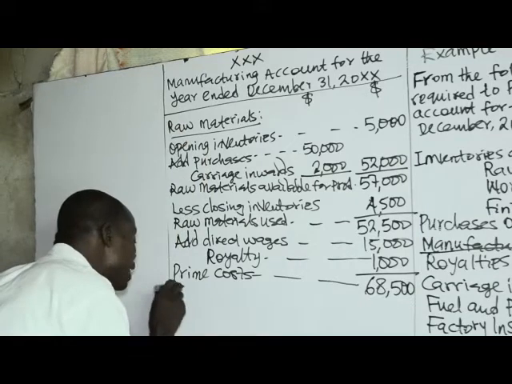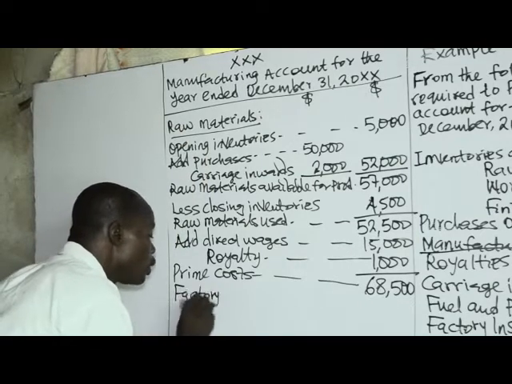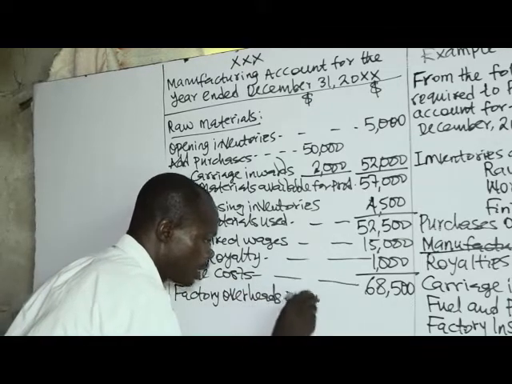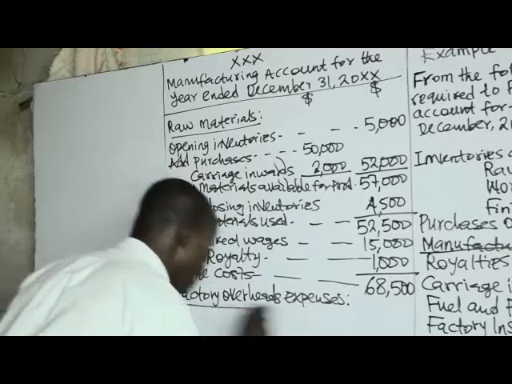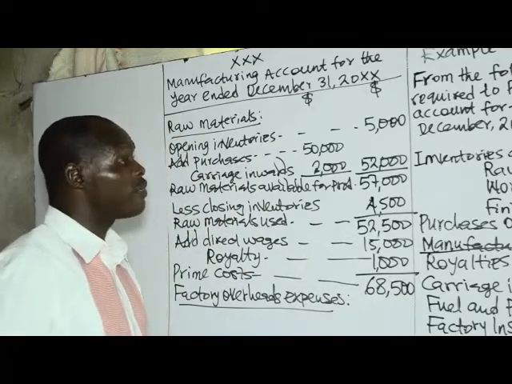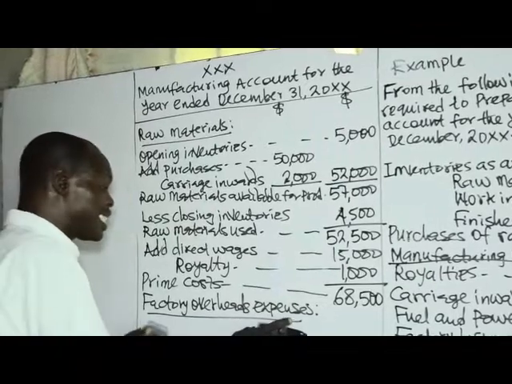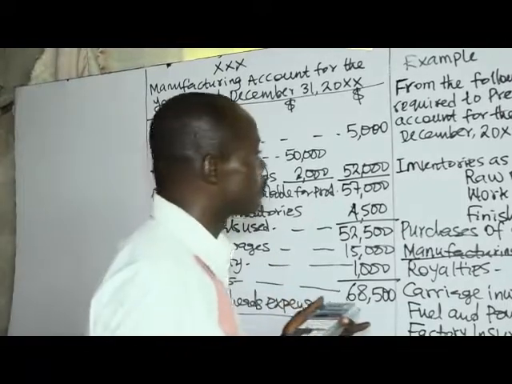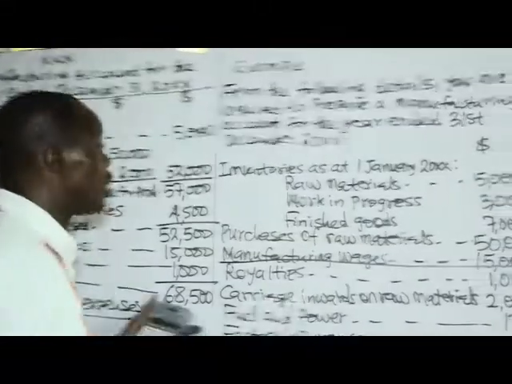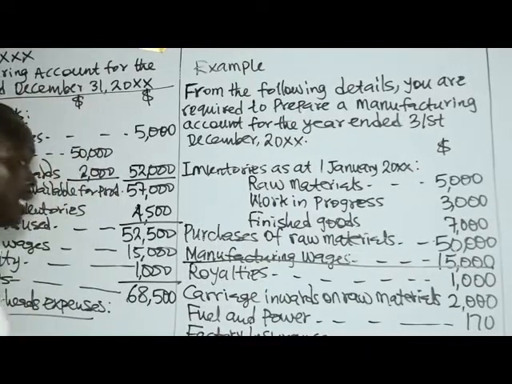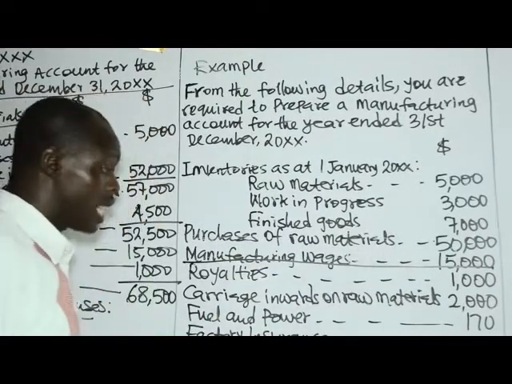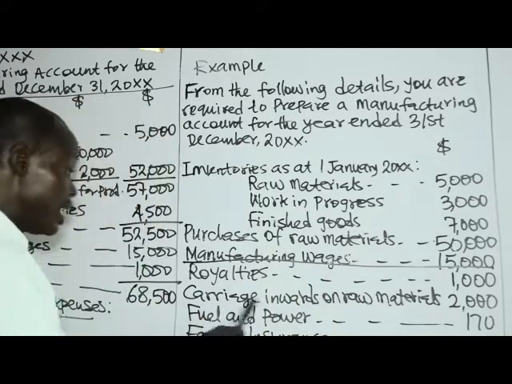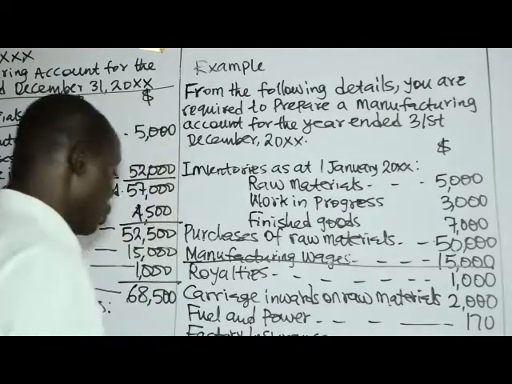Now we have factory overheads expenses. Back to the question and try to identify those expenses that are indirect and that relate to the factory. Now the first item in the question is the inventories, which shall be considered. Purchases of raw materials have equally been considered. Manufacturing wages have been considered. The royalties have been considered. The carriage inwards of raw materials have been added to the purchase, which have been considered.